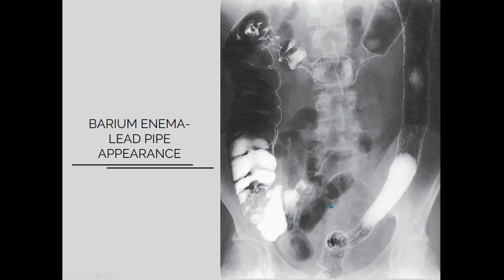And you can notice in this barium enema that on the sigmoid colon and descending colon and even the distal transverse colon, you cannot notice the normal presence of haustra, while these haustra are present on the ascending colon. Okay, so that means there is loss of normal haustra, that is leading to the lead pipe appearance.